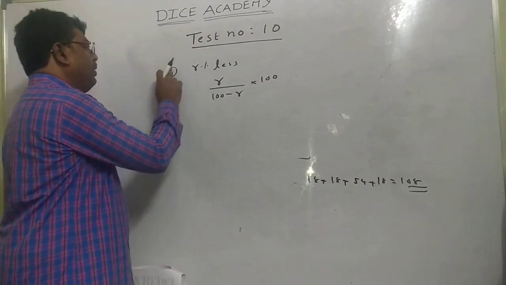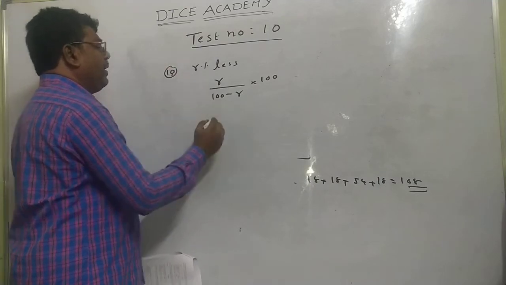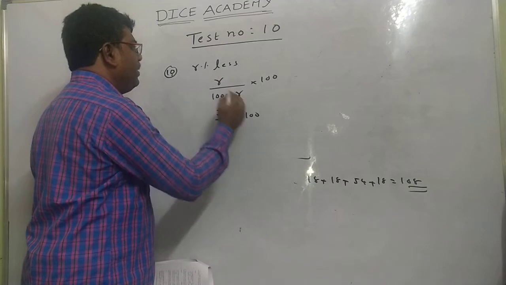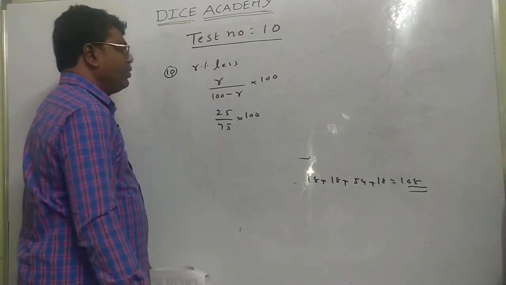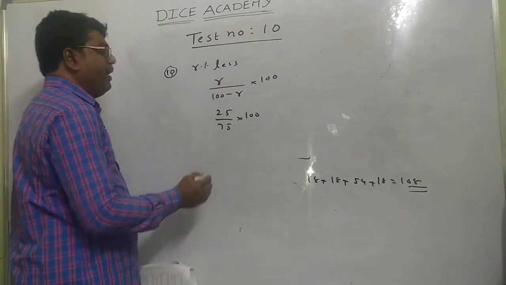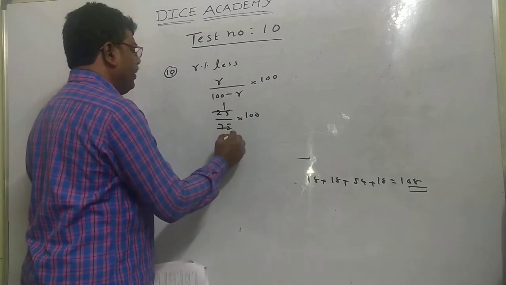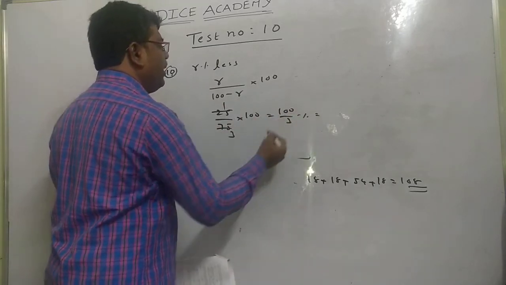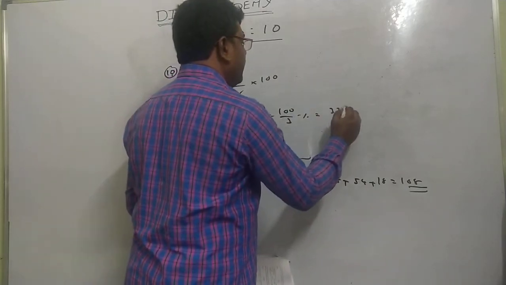So the value becomes, r is 25, so 25 by 75 into 100. In the problem, r is given as 25. 25 by 75 into 100: 25 ones, 25 threes. So the answer is 100 by 3%, which is nothing but 33 1 by 3%.